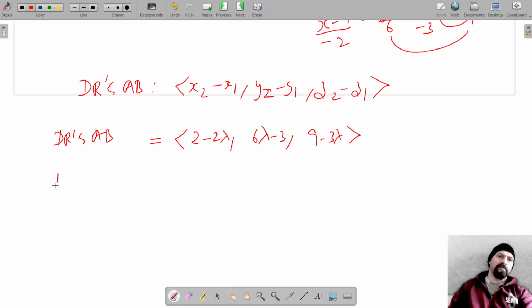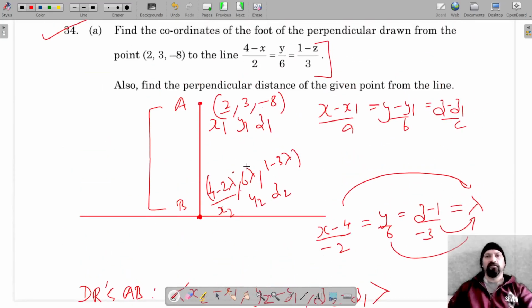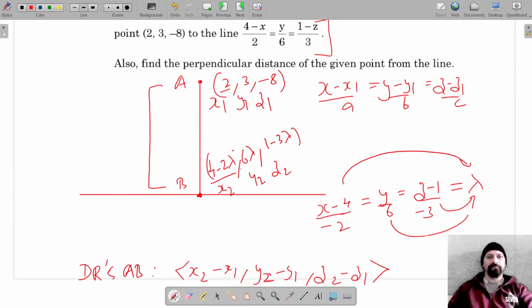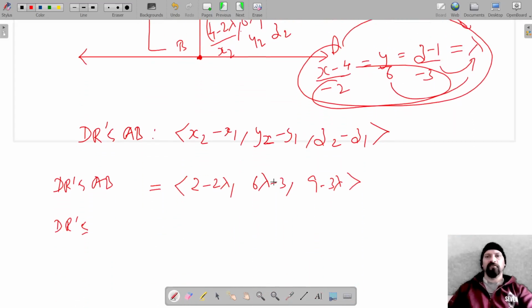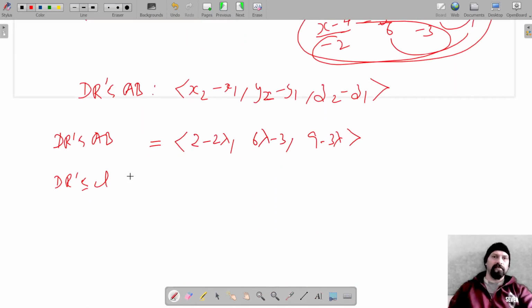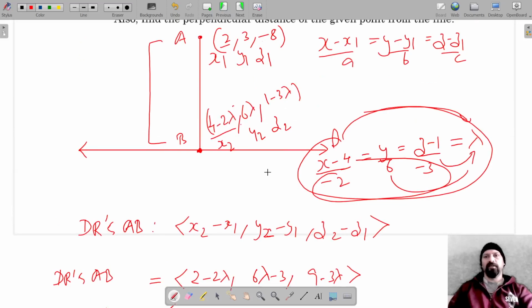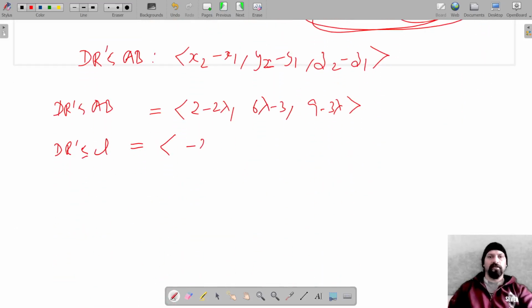Okay, similarly, let's write down the direction ratios of line L, whose equation is given to us. So its direction ratios are here. The direction ratios of line L are negative 2, 6, and negative 3.